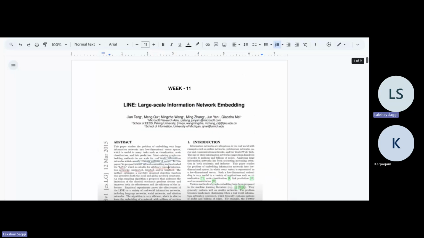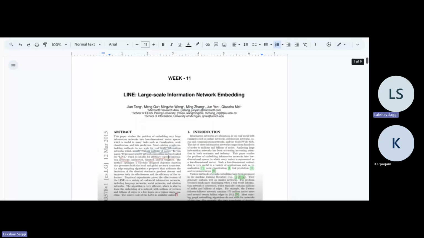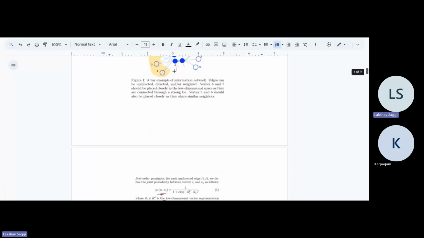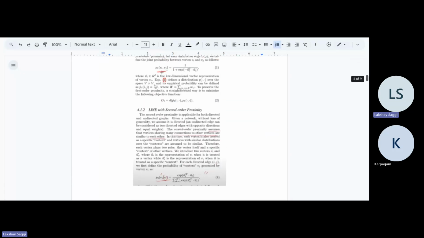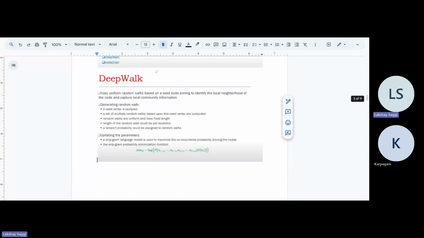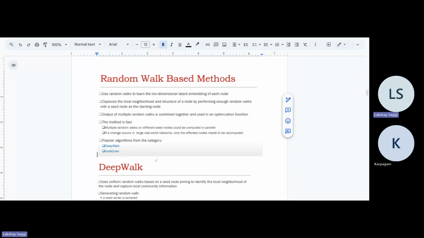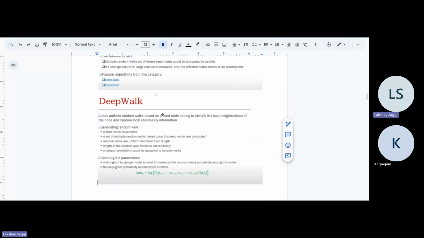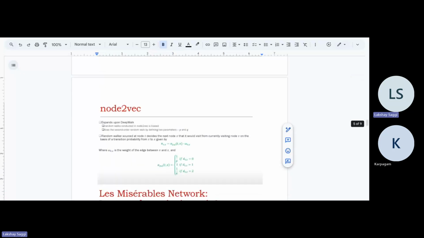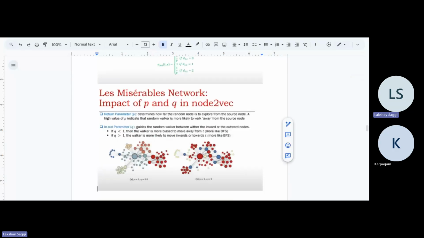What I briefly discussed, at least till now, was summarizing whatever was discussed this week. Firstly, I discussed what line networks are, and the two important things are first order proximity and second order proximity. Then we discussed random walk-based methods, the high-level idea underlying them, and the DeepWalk algorithm. Then we discussed BFS and DFS, and how the node2vec algorithm uses the BFS versus DFS idea.